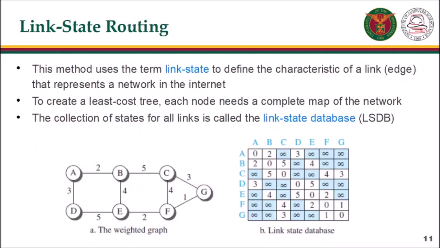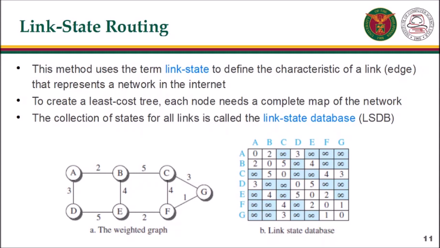A routing algorithm that directly follows our discussion for creating least cost trees and forwarding tables is the link state routing. This method uses the term link state to define the characteristics of a link that represents a network in the internet. In this algorithm, the cost associated with an edge defines the state of the link. Links with lower costs are preferred to links with higher cost. If the cost of the link is infinity, it means that the link does not exist or has been broken.